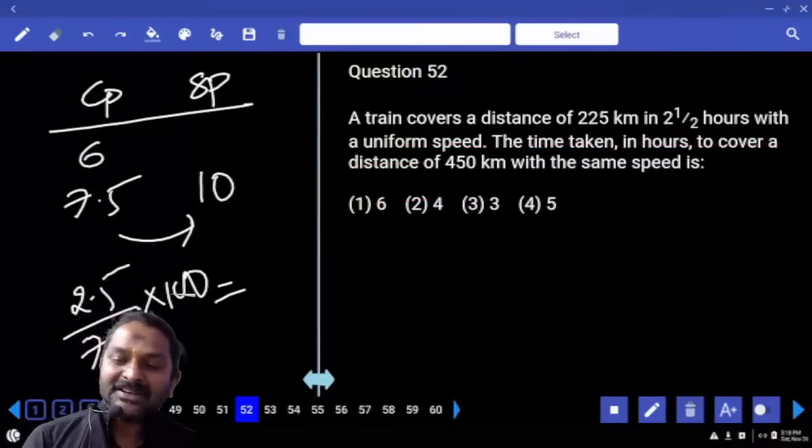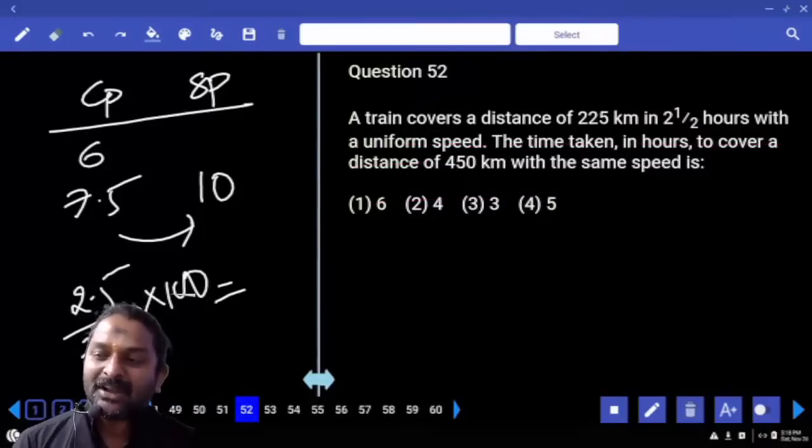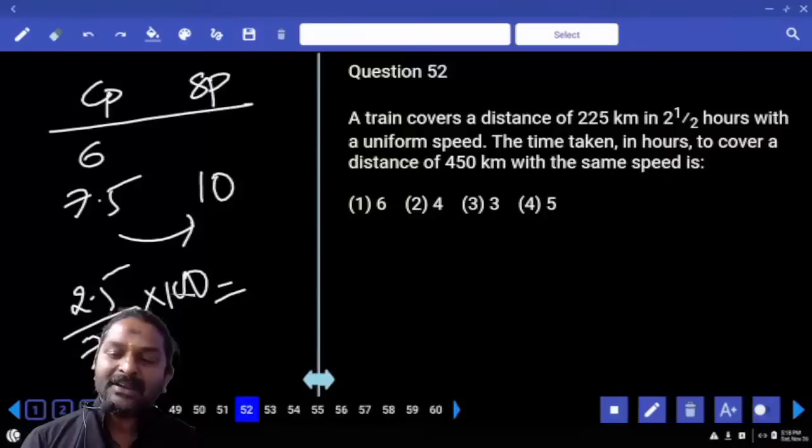A train covers a distance of 225 kilometers in 2.5 hours with a uniform speed. The time taken in hours to cover the distance of 450 kilometers with the same speed.